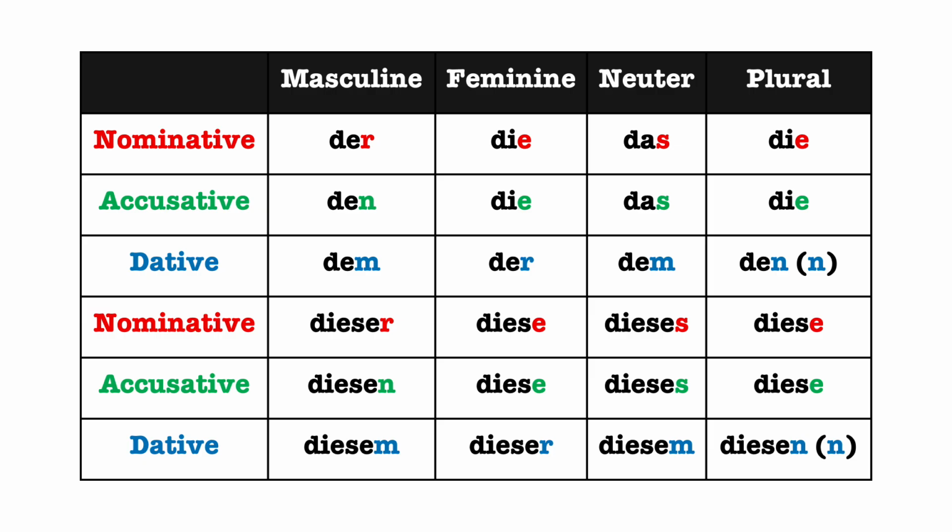If you look at the Der Words version of this chart, you end up with all of these. Dieser now is diesem, diese is now dieser, dieses is now diesem, and diese is now diesen.